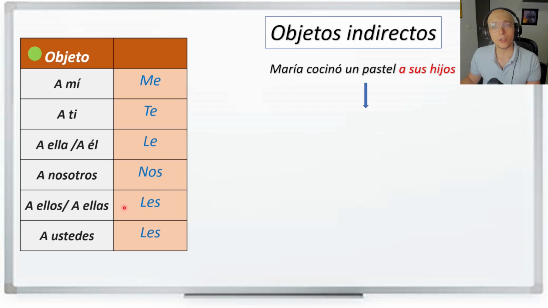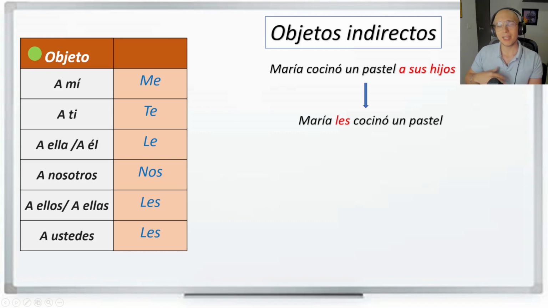Now, the order is the same as the direct objects. We place it right before the verb and we say, María les cocinó un pastel. Let's repeat that. María les cocinó un pastel. María cooked them a cake.